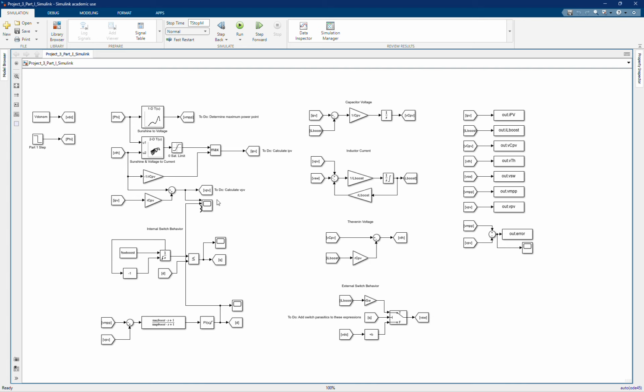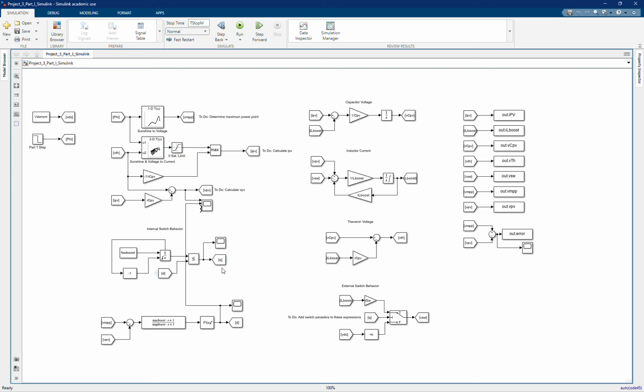This is project 1. Phi is defined by the step value. It goes from 1,000 watts per meter squared to 400 watts per meter squared. VDC nom is a constant 250 for this portion. This is fed into a 1D lookup table to determine the maximum power point, and it also goes into this 2D lookup table to determine the current coming out of the photovoltaic.